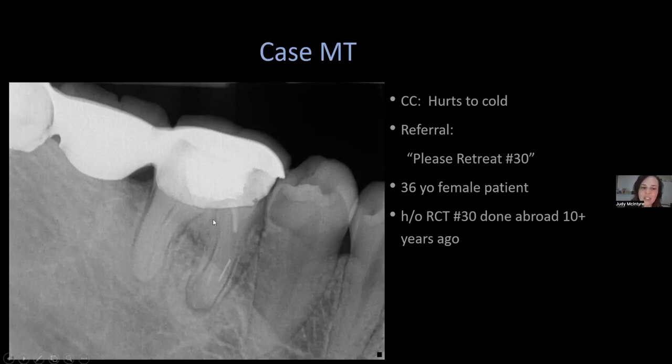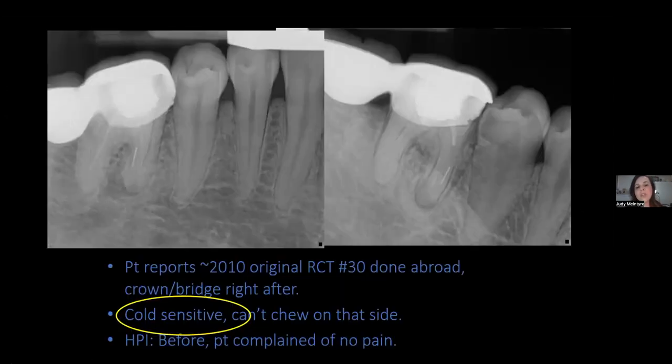Now, yes, this is not a great 2D image. It is foreshortened, so you can't see that the crown is overlapping who knows what. And there's a widened distal PDL. There's a lucency. There's probably a separated instrument in here, as well as questionable endodontic filling material. Yes? The root canal was done abroad, and then the crown and bridge was done right after.